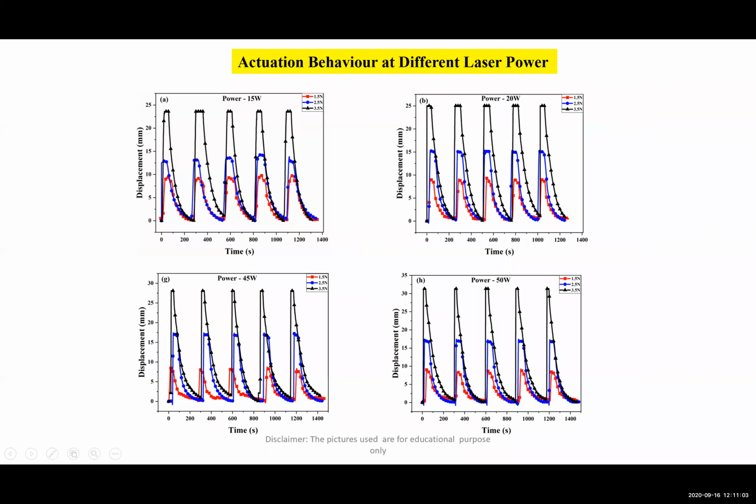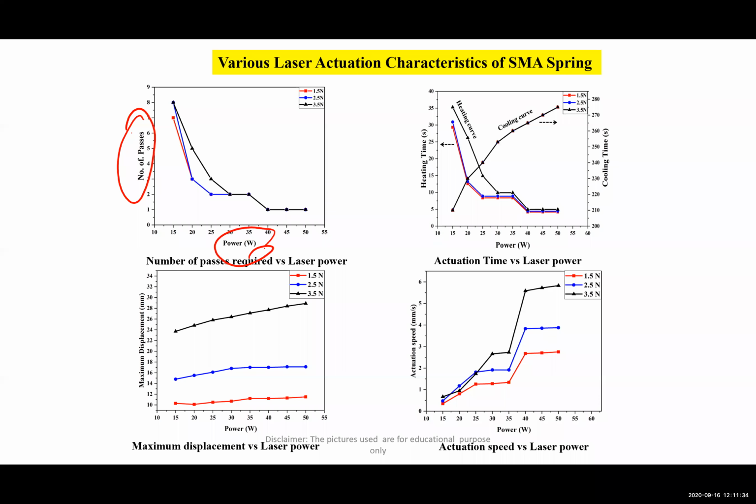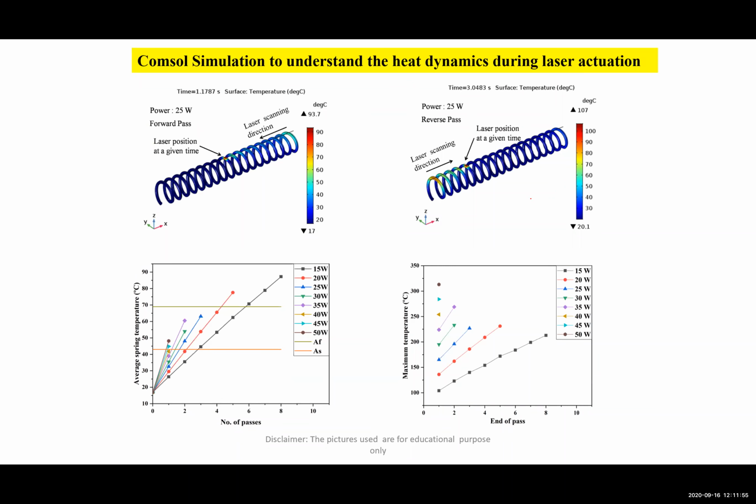Okay, so these are the various actuation characteristics which we have employed. In these actuation characteristics, we took the number of passes with respect to power. We also studied the effect of heating time with respect to power, the actuation speed with respect to power, and the maximum displacement with respect to power. And we were trying to look into the overall characteristics in detail. Okay, so this is how we have employed a COMSOL simulation. Using the COMSOL simulation, we were trying to scan through the line, and we were trying to look into the overall behavior of it.